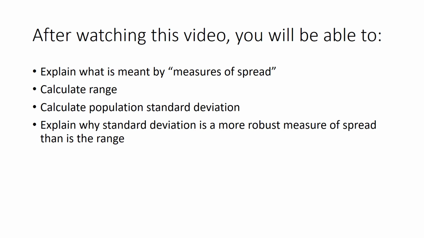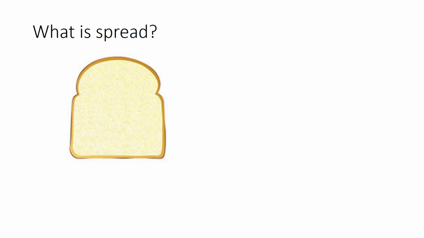You will also be able to explain why standard deviation is a more robust measure of spread than is the range. Let's start. What is spread? Well, sometimes you might think about making a sandwich and spreading some sort of condiment, maybe mayonnaise, mustard, ketchup, jelly, peanut butter, something on a piece of bread.